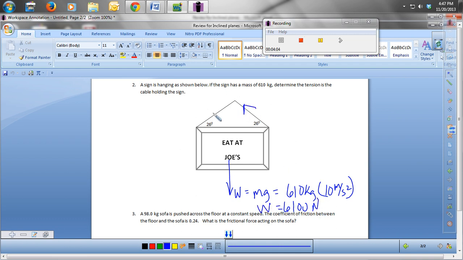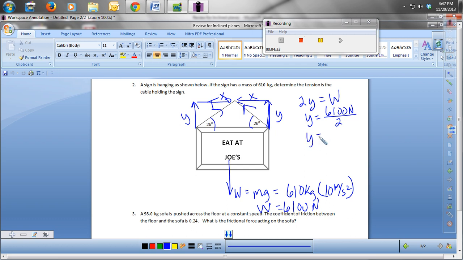Alright, but I want to know this tension. These angles are equal, so the tensions will be equal. I know that the tension has a y component here and a y component here. It also has an x and an x. But all I really need to care about is what's going on with the y. So I have two y's that are acting straight up, and they have to balance the weight down. So y is going to be the weight of 6,100 newtons over 2. That gives me 3,050 newtons.